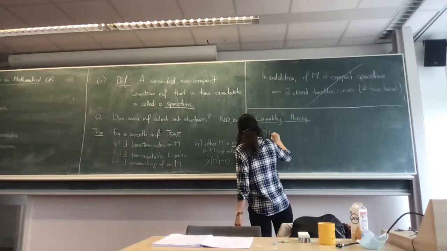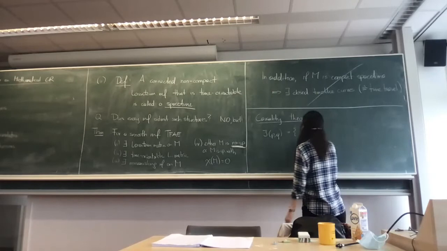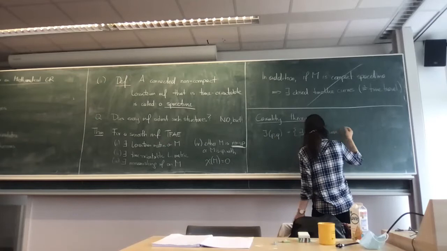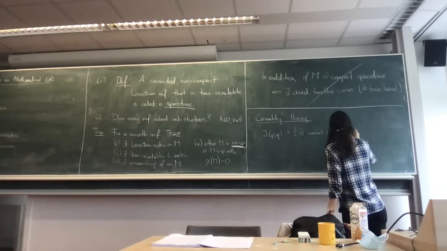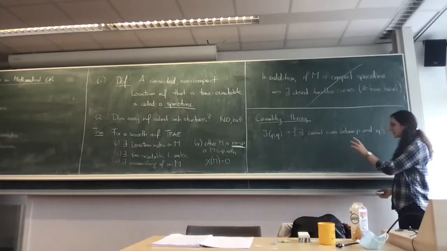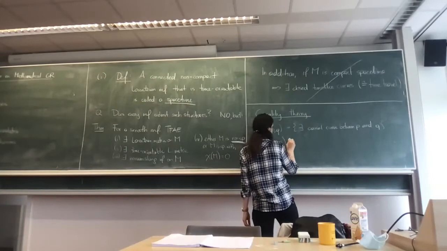The causal relation is denoted usually by J, and two points are causally related if they are joined by a causal curve. So there exists a causal curve. And I'm not going to say much about the regularity or anything like that, but yeah, it can be made more precise, but this is not the aim of my talk. So if you can't join two points by a causal curve, then they're not causally related. And there's also a time-like relation, a chronological relation, if there exists a time-like curve.